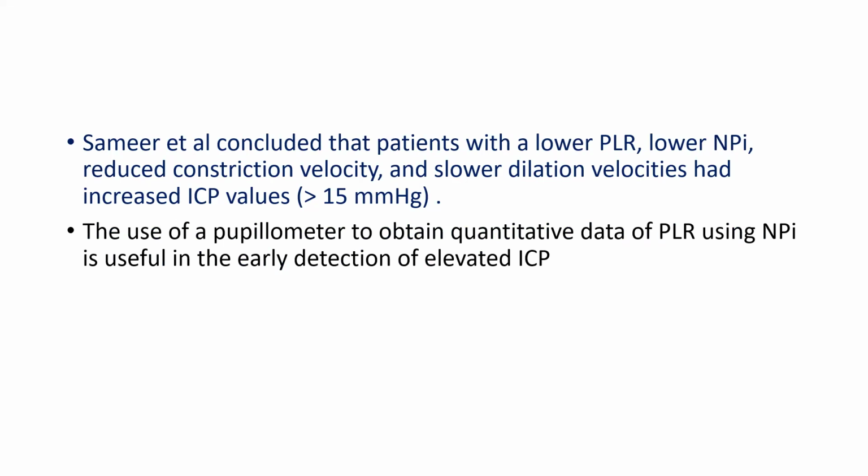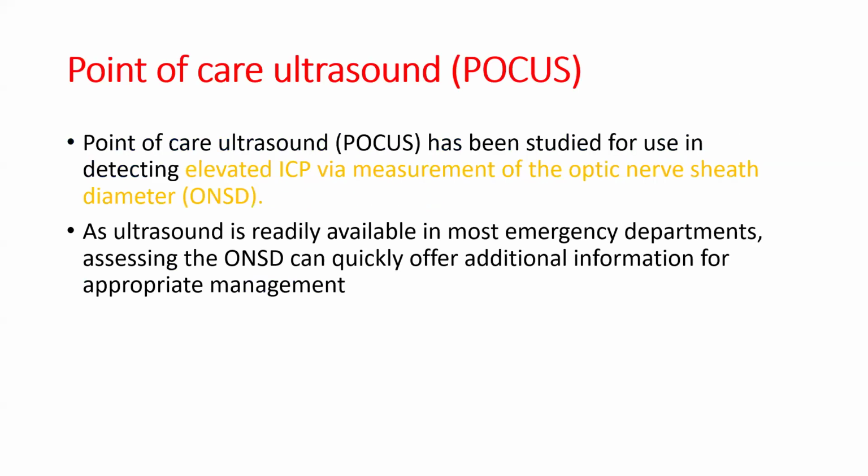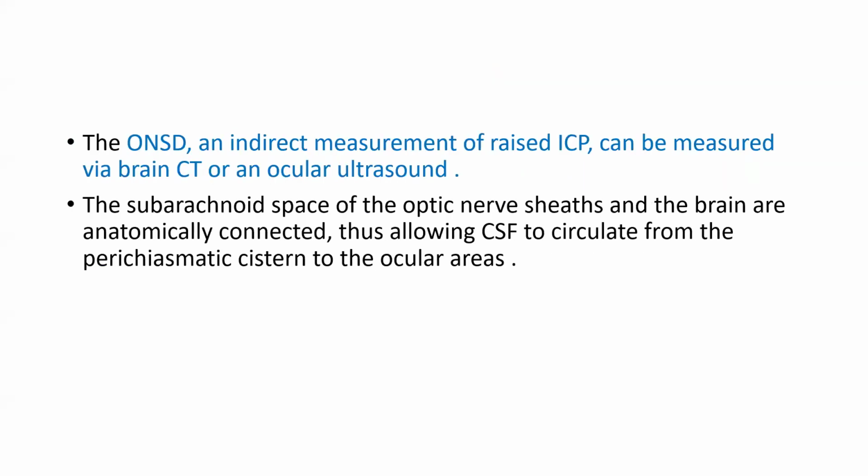The use of a pupillometer to obtain quantitative data of pupillary light response using NPI is useful in the early detection of elevated ICP. Now, the next is point of care ultrasound. Point of care ultrasound has been studied for use in detecting elevated ICP via measurement of optic nerve sheath diameter. As ultrasound is readily available in most emergency departments, assessing the optic nerve sheath diameter can quickly offer additional information for appropriate management. The optic nerve sheath diameter is an indirect measurement of raised ICP and can be measured via brain CT and ocular ultrasound.